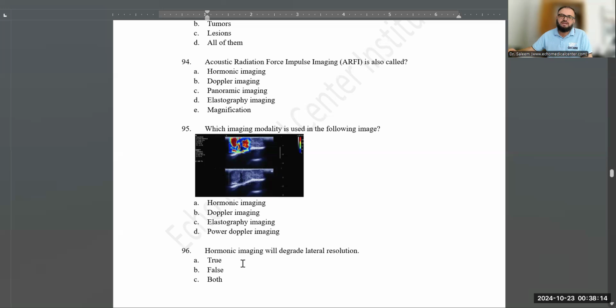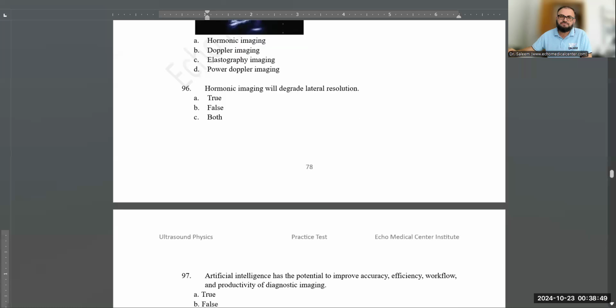It says harmonic imaging will degrade or make worse the lateral resolution. Is this true or false or both of them or none of the above? What do you think with harmonic imaging? Is it correct that the lateral resolution degraded? No, false. B is the correct answer because it actually improved lateral resolution. So the question was asked negatively. No, it has a positive effect. So it's false actually. Okay, let's do the next question.